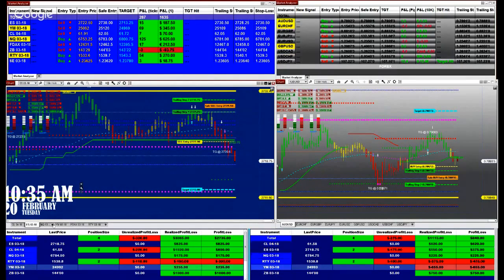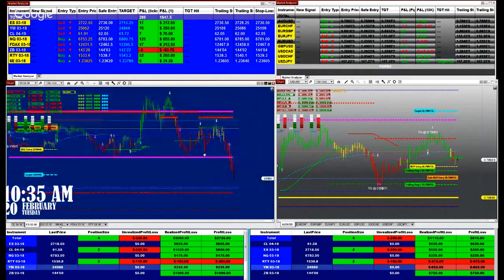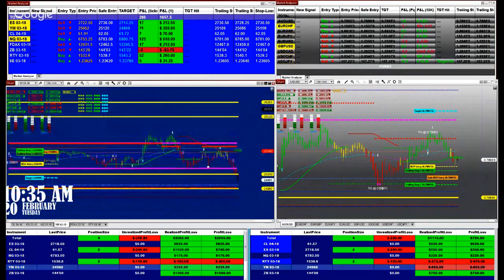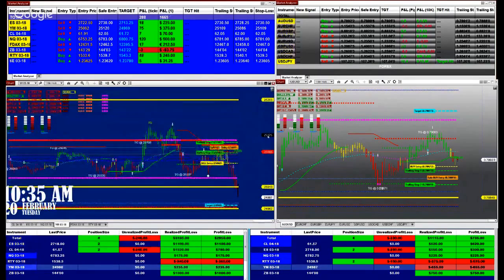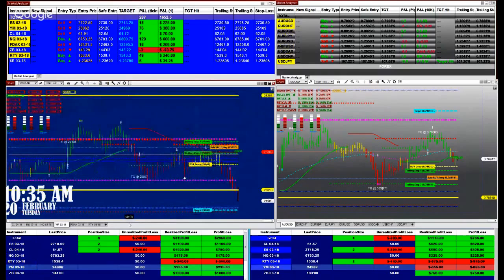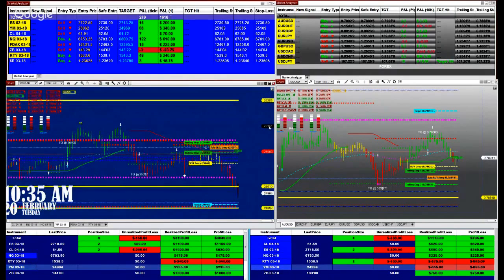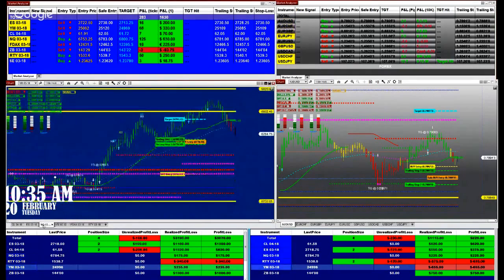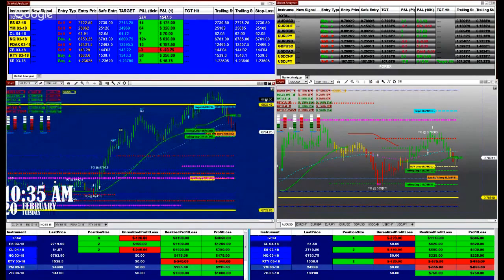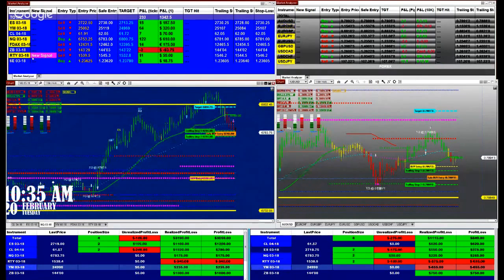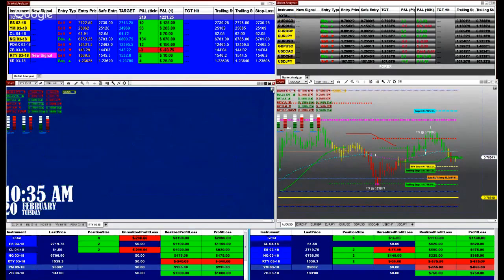The YM is about to hit the target. We had the entry at 63, and we're about to hit the target on the YM. It's over. The Nasdaq, we don't have a new entry on the Nasdaq, but we have a new entry on the RTY, on the Russell.